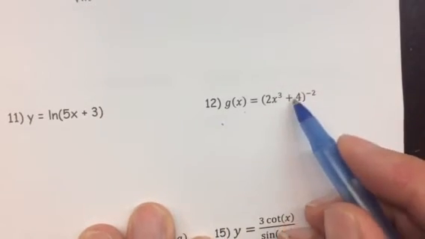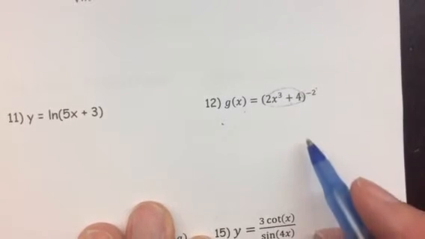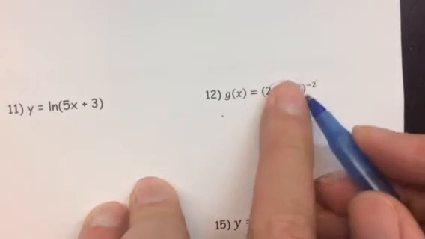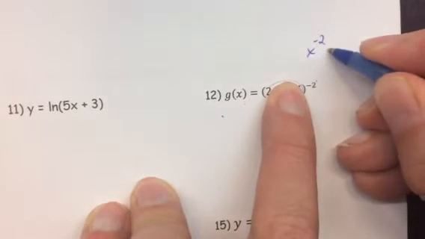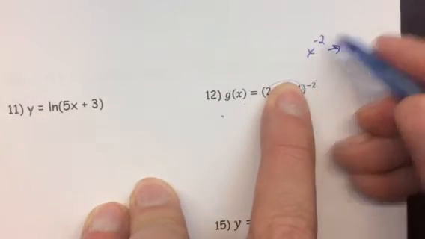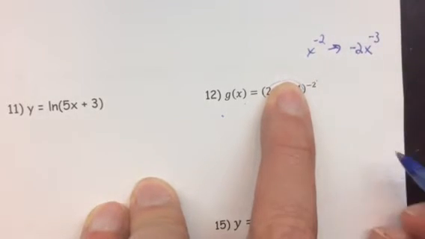Here we have something getting taken to a power. And so this is a chain rule. There's a function to the negative 2 power. And we know if it was just x to the negative 2 power, what we would do is multiply by the power and lower the power by 1. And that's what we're going to do here.